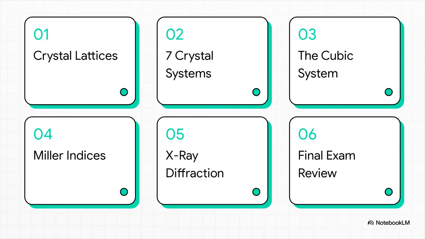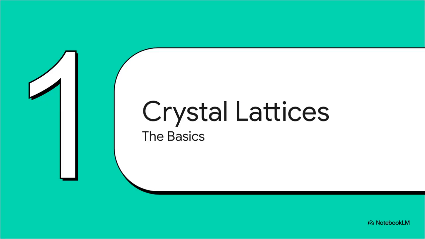All right, here's our game plan for today's review. First, the basics of crystal lattices, then the 7 crystal systems, inside the cubic system, mapping with Miller indices, X-ray diffraction, and Bragg, and finally, a power review for your exam. Let's hit it. Section 1. The basics of crystal lattices. We are starting right at the foundation of material structure.